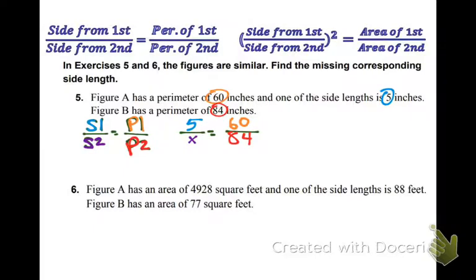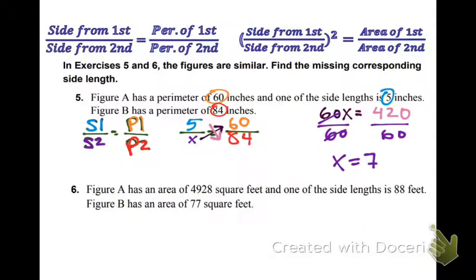All right, so we can cross multiply. X times 60 is 60x. What is 5 times 84? Is it 420? Yes. Okay. Divide by 60. X equals 7, so we need to use the units, so it's 7 inches.